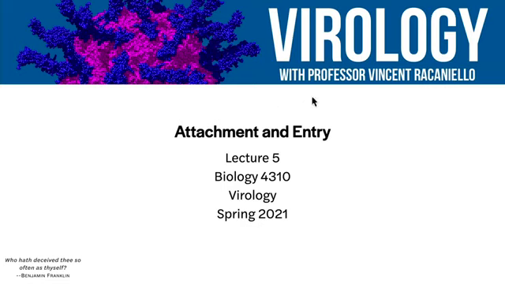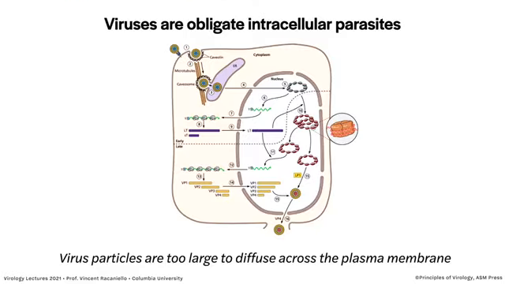And today we're going to talk about attachment and entry, how viruses attach to cells, virus particles, and how they get inside. And why do they have to do that? You all know the answer, because they are obligate intracellular parasites. They cannot reproduce unless they get into a cell, but they're too big just to diffuse across the cell membrane. So they need to be taken up by active mechanisms, and that's going to be what we're talking about today.